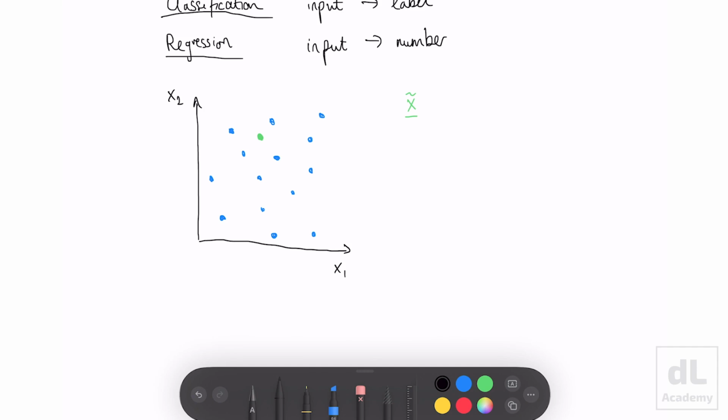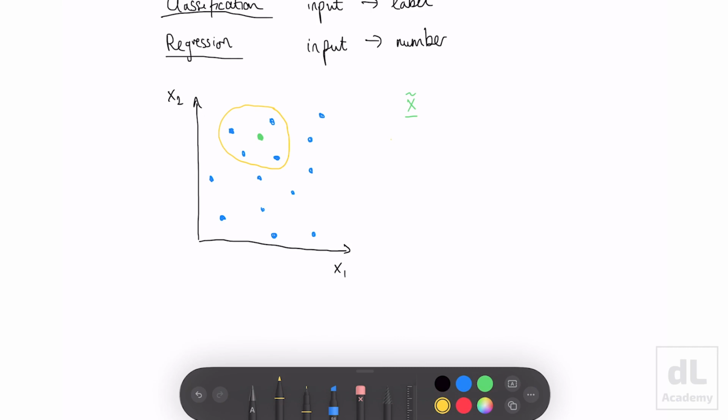So if we said 4, what we would do here is ring fence the 4 nearest neighbours around our green dot. And then essentially we'd use the target values of those 4 nearest neighbours to infer what our value at the green dot would be.